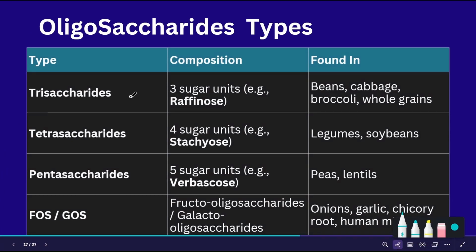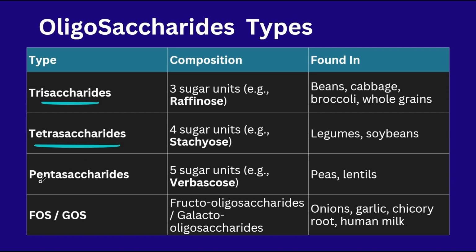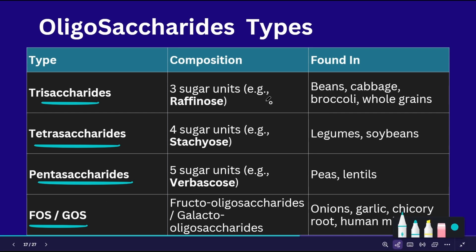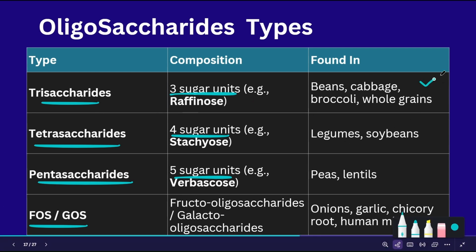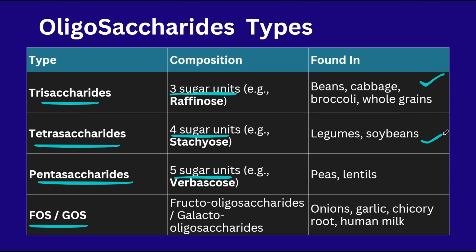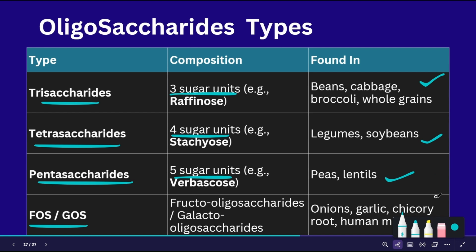The different types of oligosaccharides are trisaccharides, tetrasaccharides, pentasaccharides, and fructooligosaccharides and galactooligosaccharides. Depending upon whether there are 3 sugar units, 4 sugar units or 5 sugar units, oligosaccharides are divided. The sources are beans, cabbage, broccoli, legumes, soya beans, peas, lentils, onions, garlic, chicory root. Human milk also contains these oligosaccharides.